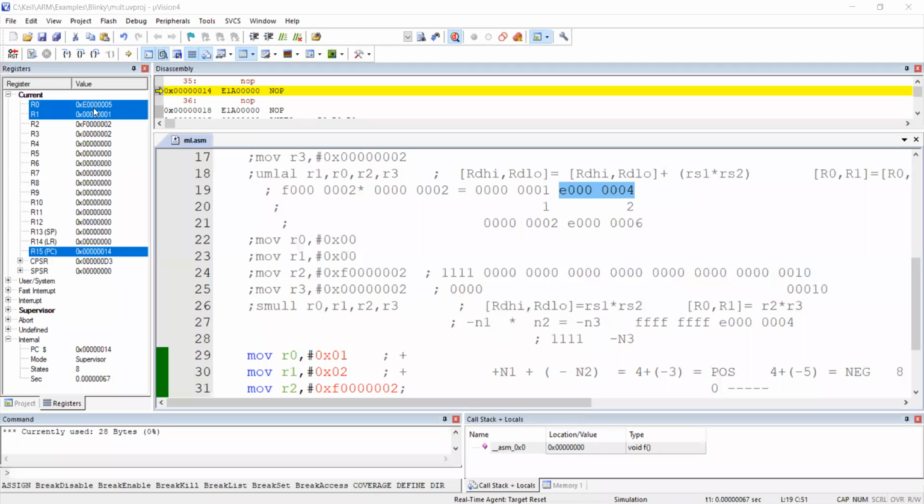Instead I got E 000 because earlier there was a value called 1 there. There was a value called 1. Hope it is clear now. You can see here R0 was 1.